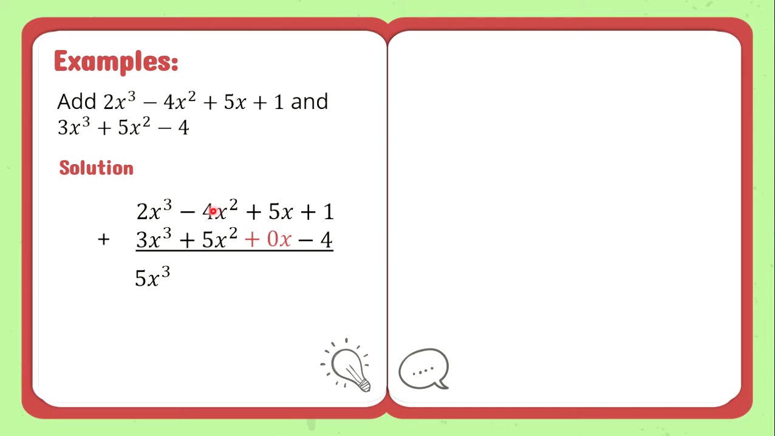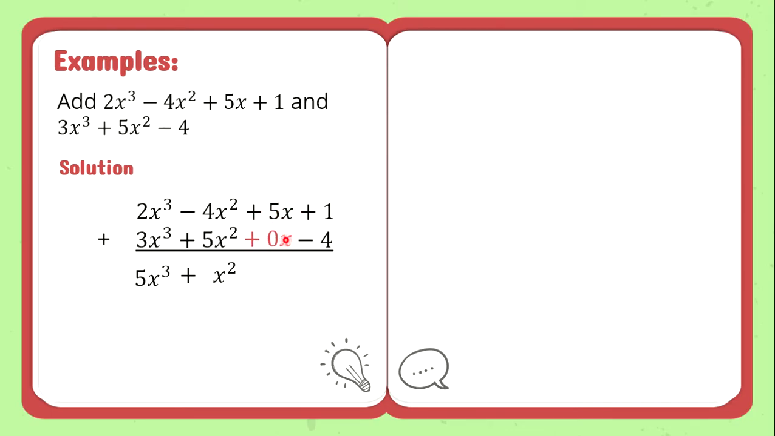Next, we have negative 4x squared plus 5x squared. So here, negative 4 plus 5, that is 1. We don't need to put 1 when we have x squared. So bring down x squared and then plus. So plus x squared. Another one, 5x plus 0x, adding.